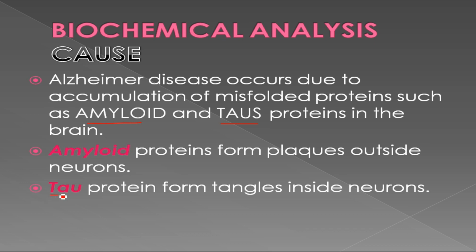Actually, tau protein is not the commonly misfolded protein in Alzheimer's. Amyloid is the main misfolded protein, and its accumulation then results in the accumulation of tau.